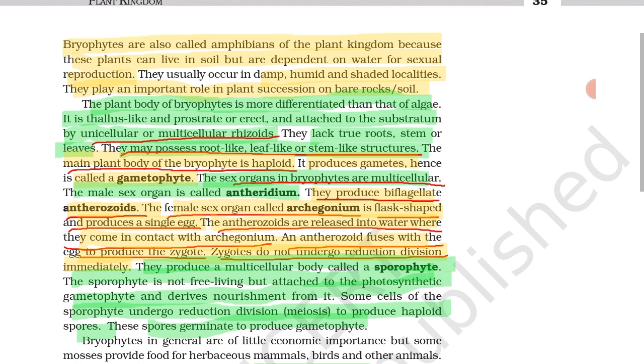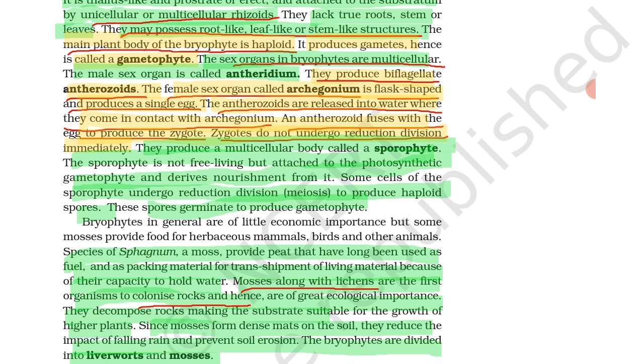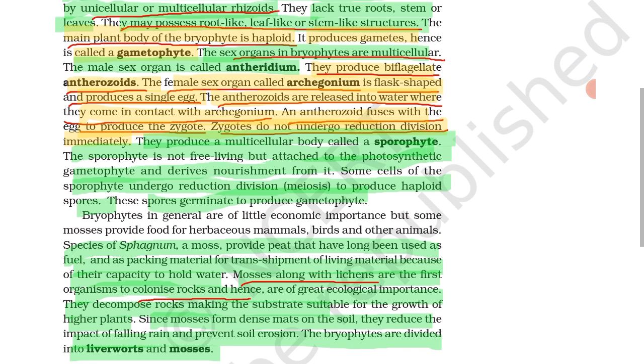When antheridium releases the male gamete and archegonium releases the egg, they come in contact in water and a zygote is formed, and this zygote does not undergo reduction division immediately. Then they produce a multicellular body called the sporophyte. The sporophyte is not free living, is dependent on the gametophyte and derives nourishment. And some cells of the sporophyte undergo reduction division, meiosis, and they produce haploid spores. These spores germinate to produce the gametophyte.